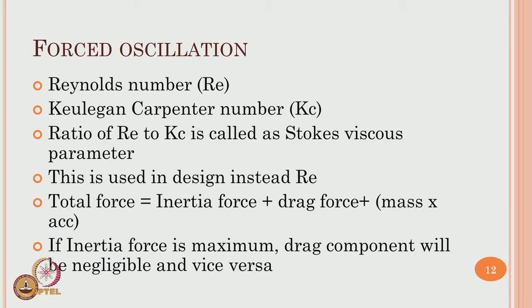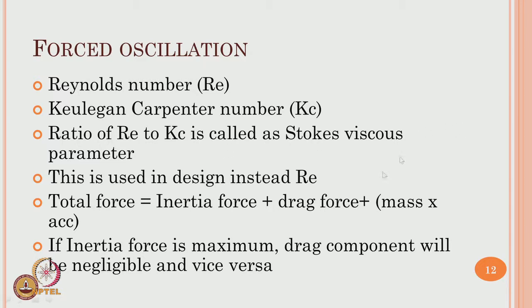Now we will talk about what we call forced oscillation, which depends on the Reynolds number and Keulegan-Carpenter number. But interestingly, in the design of offshore structures people do not look at these numbers independently, but they look at the ratio of these numbers, which we call the Stokes viscous parameter, which is the ratio of Re to Kc. This is actually used in the design instead of the simple Reynolds number.